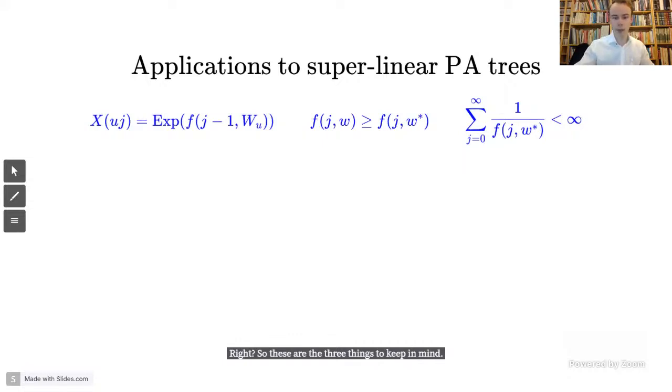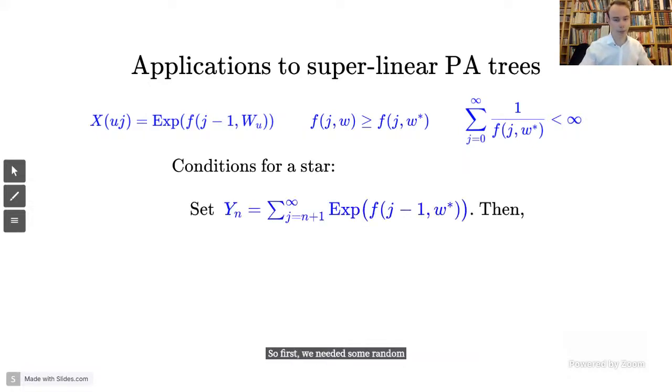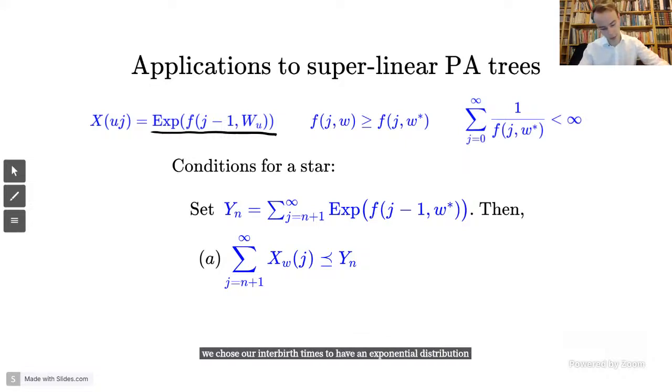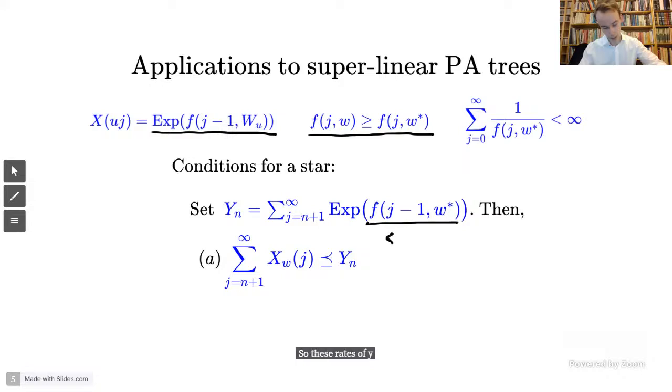Okay, then let's look at these conditions that we had in our theorem for a star. So first, we needed some random variable Yn, and we're going to take that as a sum of exponential random variables with exactly these rates, with this attractiveness function f and this global minimizing weight W star. Then it is indeed true that this tail sum of interbirth times is stochastically dominated by Yn. Why is this true? Well, first we chose our interbirth times to have an exponential distribution. Then we had this global minima for the function f. So these rates of Yn are always going to be at most f of j minus 1, comma w for any other w. And so we have this stochastic domination.